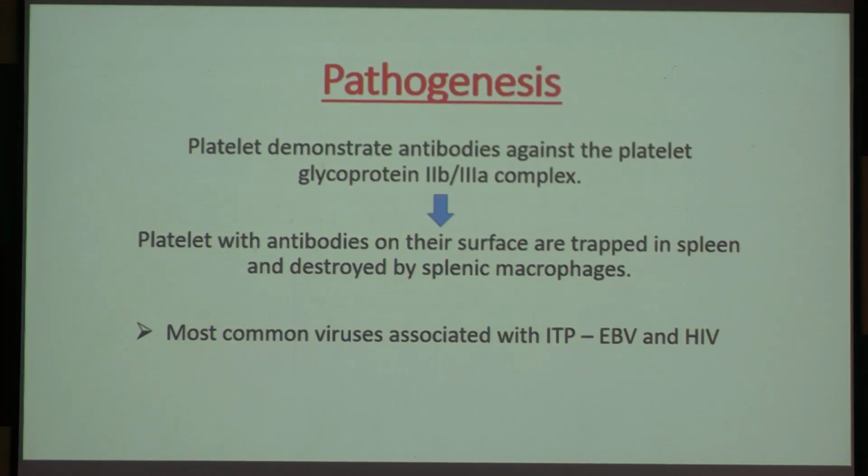What is the pathogenesis behind this? Platelets demonstrate antibody, so there will be antibody against the platelet glycoprotein 2b3a complex. So, when there is antibody against the platelet, the platelets with antibodies will be trapped in the spleen and destroyed by splenic macrophages. So, there will be thrombocytopenia.